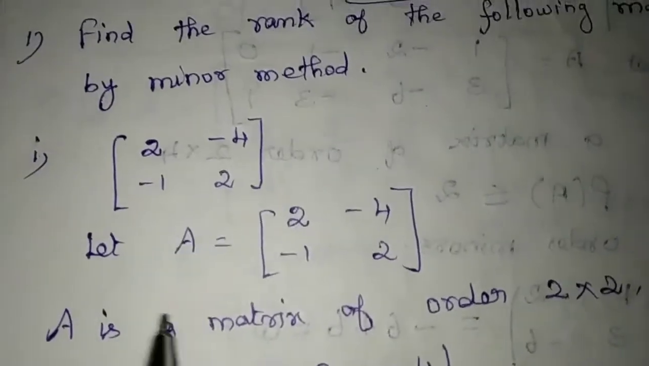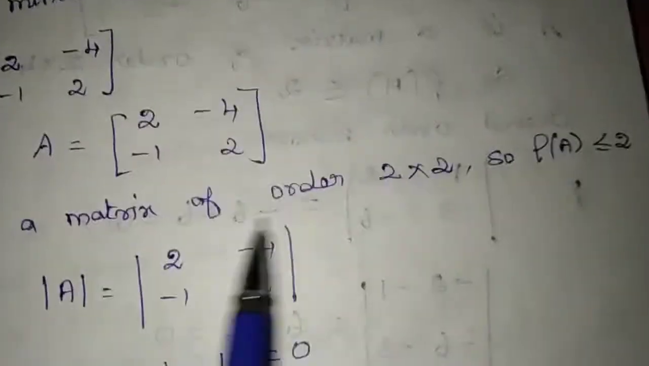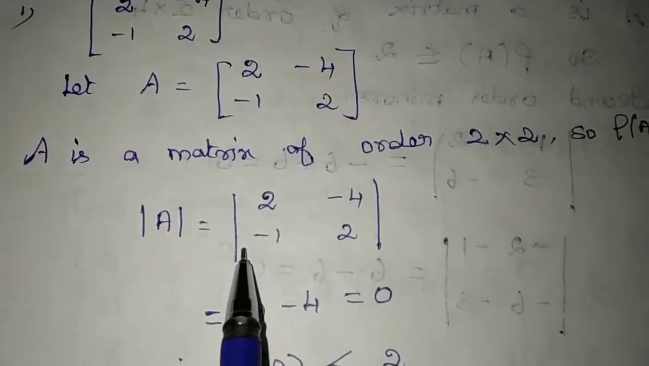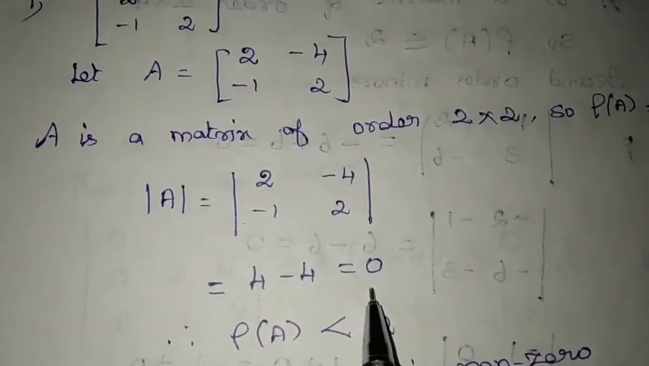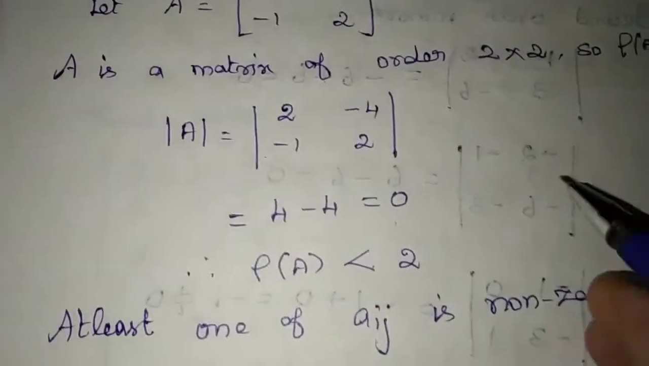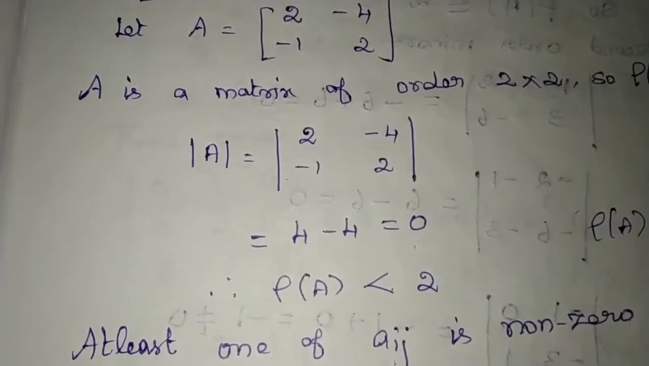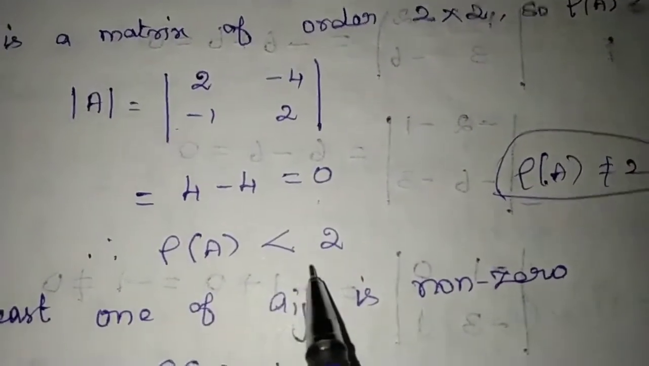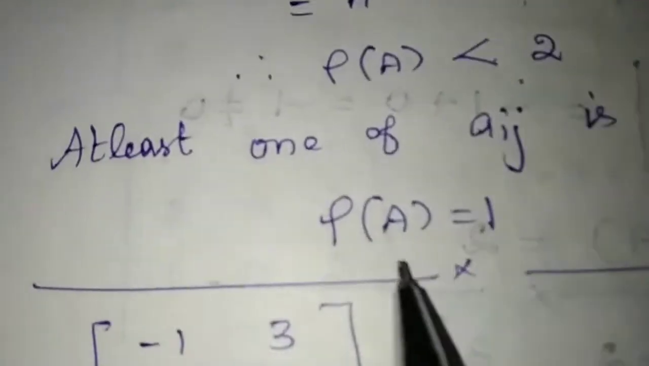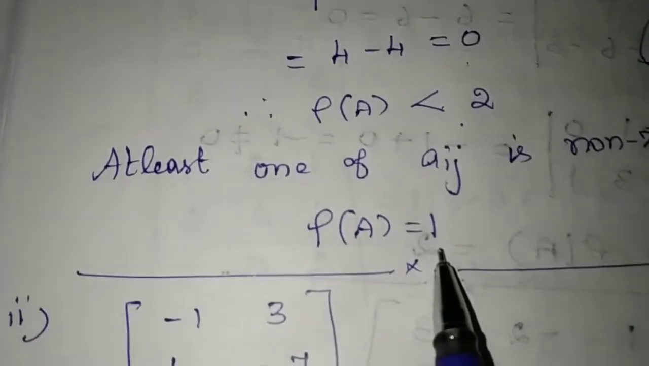One matrix given, A is a matrix of order 2 by 2, then rho of A is less than or equal to 2. Find mod A. If mod A equal to 0, then rho of A is not equal to 2. Now rho of A is less than 2 means at least one of the Aij is non-zero, then rho of A equal to 1.